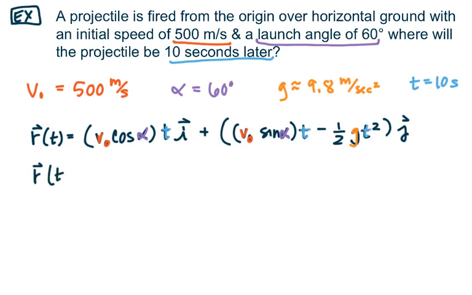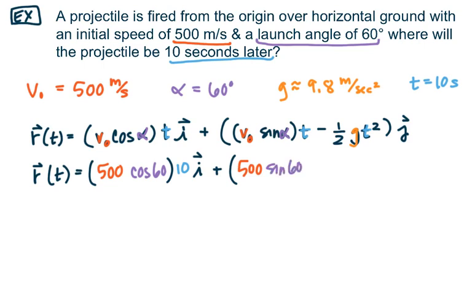So my position is going to be, let's see, 500 cosine 60 times 10 i, plus 500 sine of 60 times 10 minus 1/2 times 9.8 times 10 squared j.